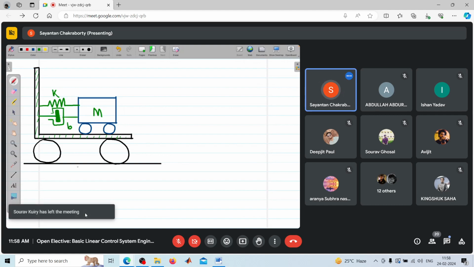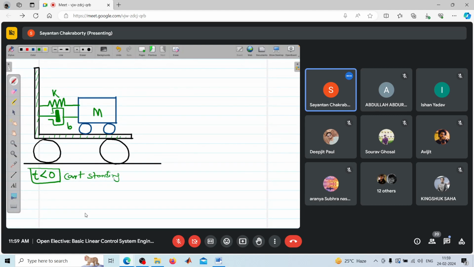Now let us obtain a mathematical model of the system by assuming that the cart is standing still for t less than 0. The cart was still, right? And the spring mass damper system is also still, that m, b, k also standing still for t less than 0.